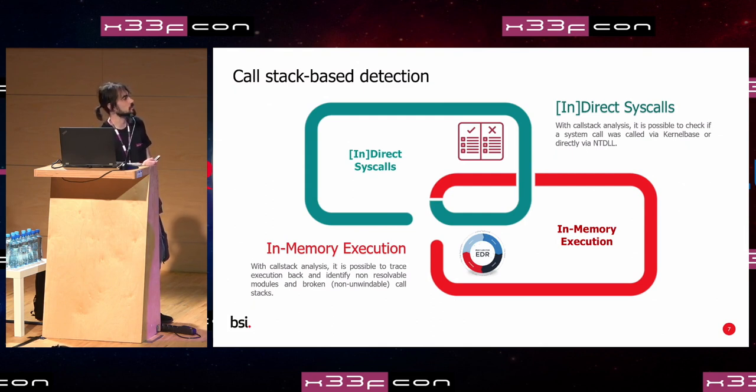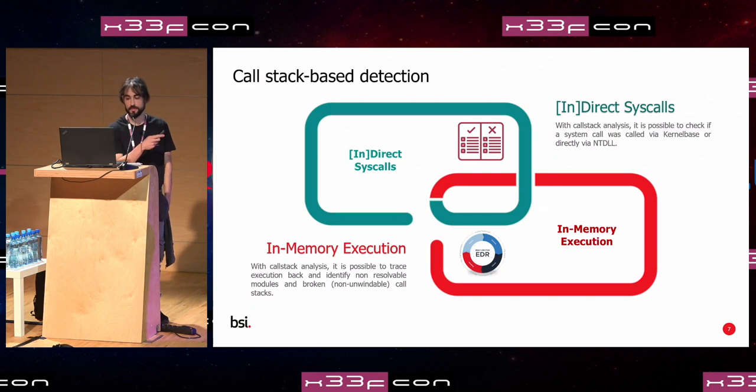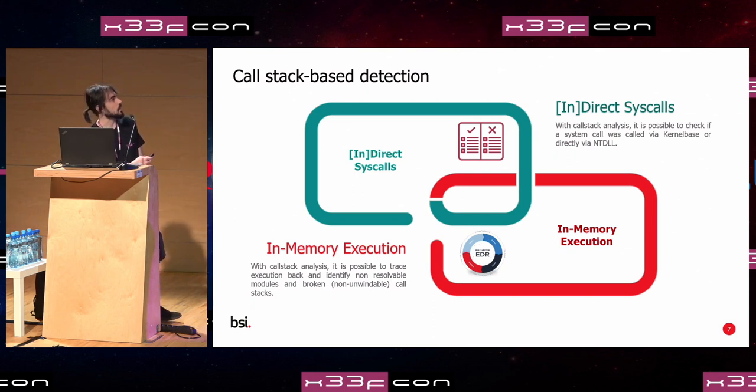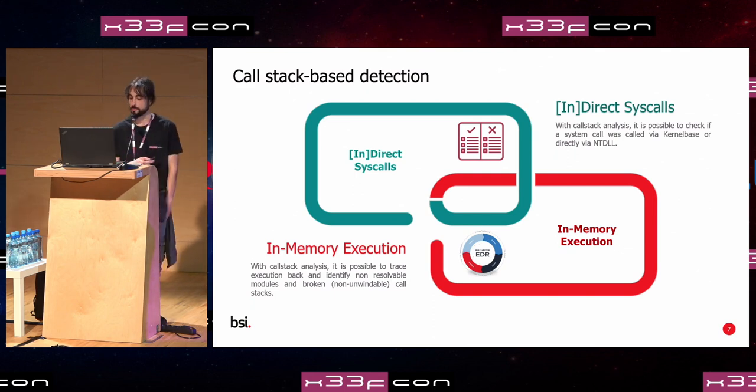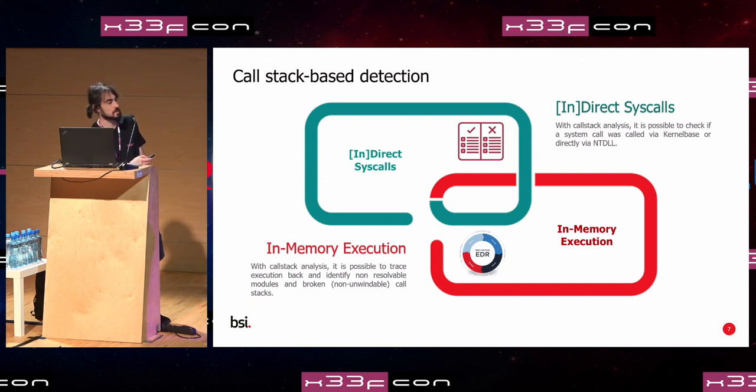Sometimes you can enforce some rules to block a specific call that originates from a specific caller. Or you have direct and indirect syscall detection, because by analyzing the call stack you can understand the path that a specific call has taken in the thread. So you can understand if it originates from a module instead of passing through KernelBase.